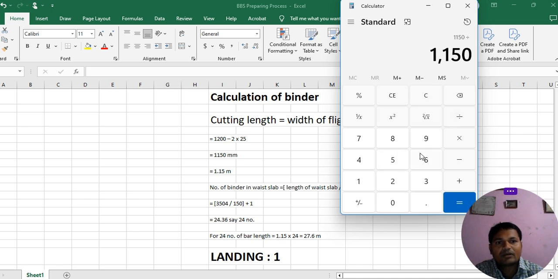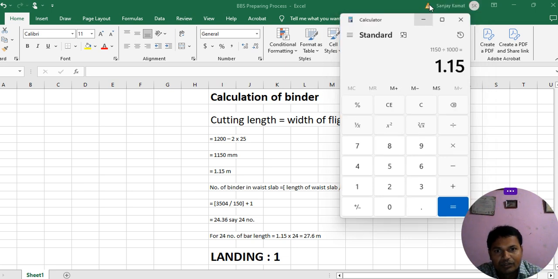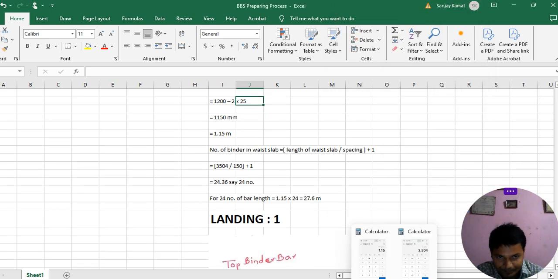1152 meter, then we have to divide by 1000. How much will it come? It will come 1.15 meter. Okay, so this is the meter.